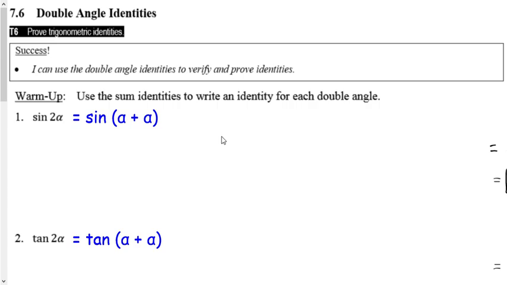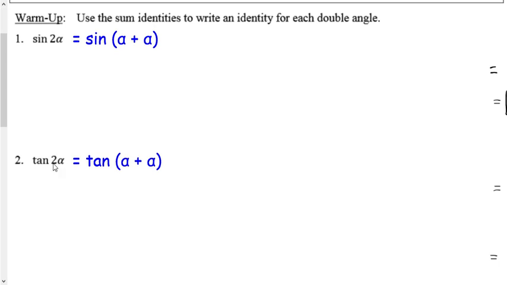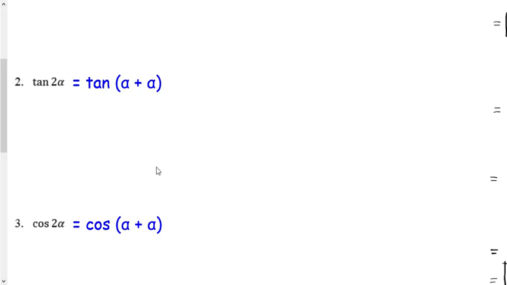these warm-up questions. So notice sine of 2 alpha would be the same as sine of alpha plus alpha. So use the sum identity for sine and see what you get. Simplify that down. Similarly, tangent of 2 alpha will be the tangent of alpha plus alpha. Again, use that sum identity for tangent. Simplify that expression to see what you get. And the same idea for cosine of 2 alpha. Pause the video and try those questions.